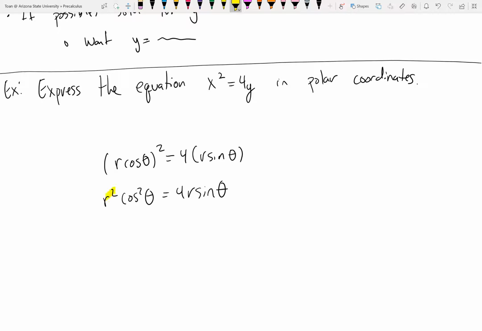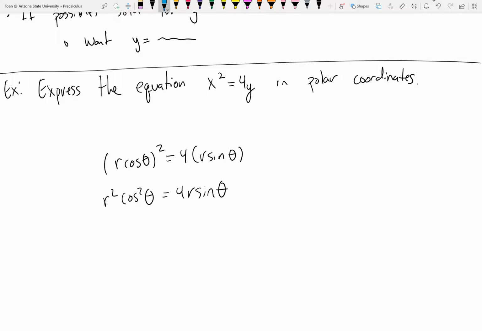Now, notice we have an r squared and an r here. So we have two separate terms of r, but the key thing to note here is we don't have any extra loose terms. There's no plus or minus extra terms here. It's just one term equaling another term. So one way you can isolate the r is just to divide both sides by r, right? We have an extra factor of r. Let's get rid of it.